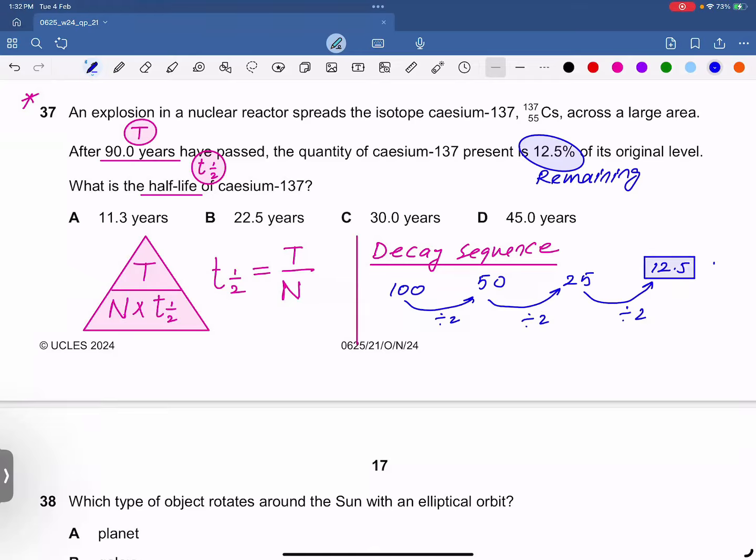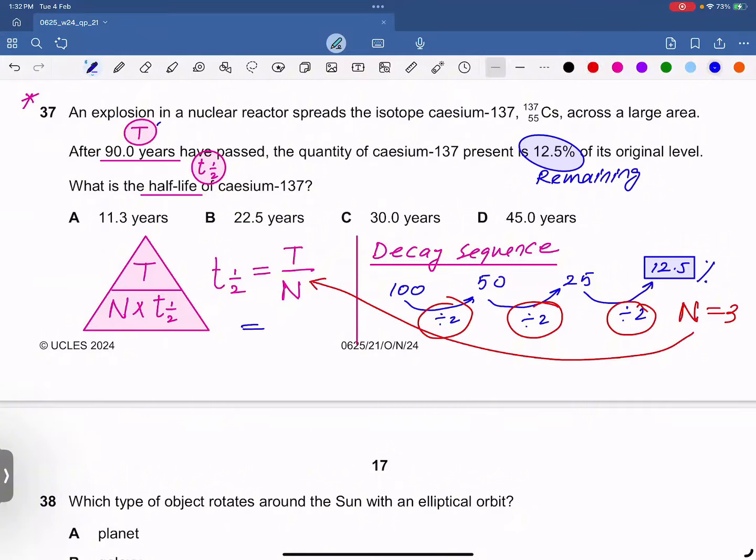Okay, so to reach 12.5, how many half-lives? 1, 2, 3 half-lives. So n is equal to 3. This n equals 3 you substitute here. The total time they gave you is 90, divided by number of half-lives 3. The answer is 90 divided by 3, 30 years. So 30 years, the option is C.